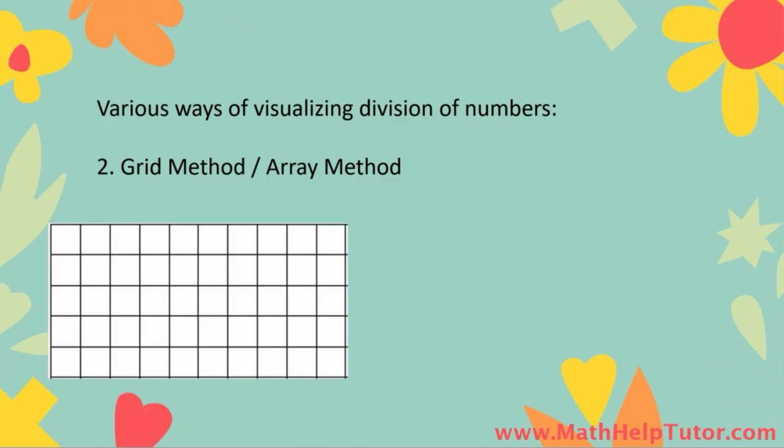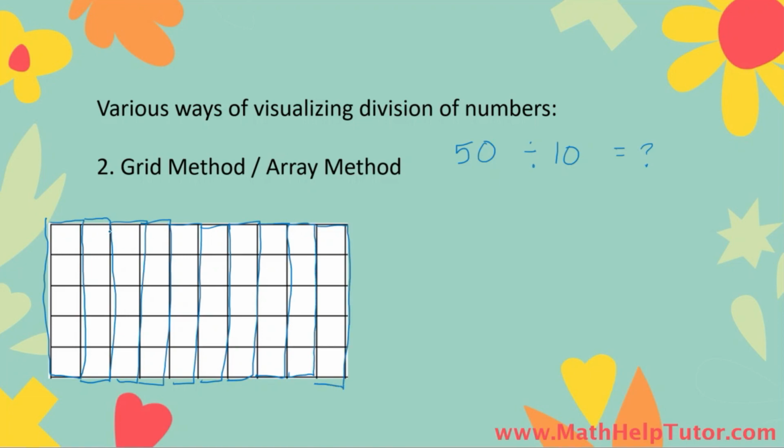So here we have a grid or an array with 50 boxes in it. If we divide 50 boxes by 10, what is the answer? We can write this problem down as 50 divided by 10. So to answer this problem, we can create 10 sections within 50 boxes and then count the size of each section. We can see that our answer is 5. The size of each section when we divide 50 boxes into 10 equal segments is 5.